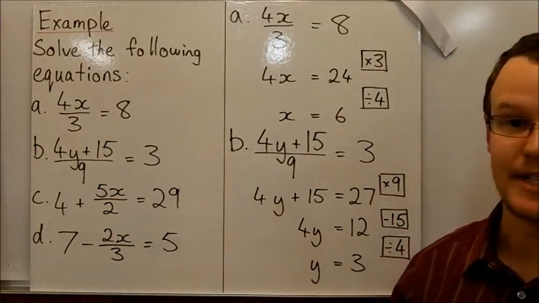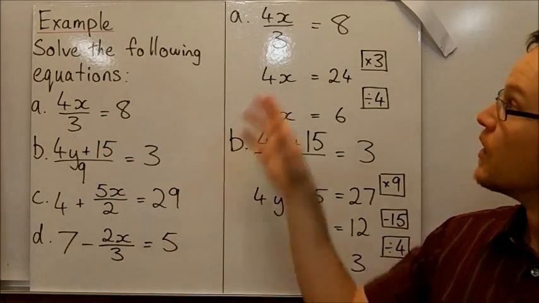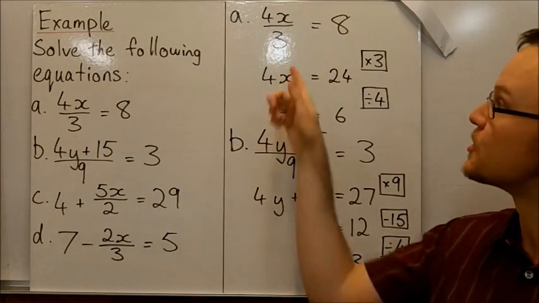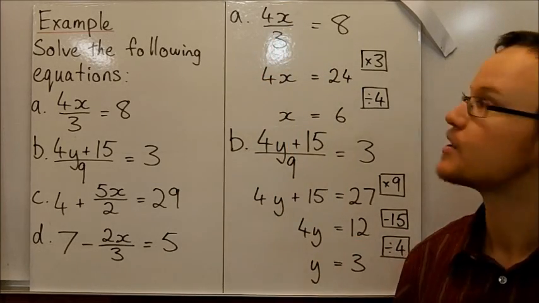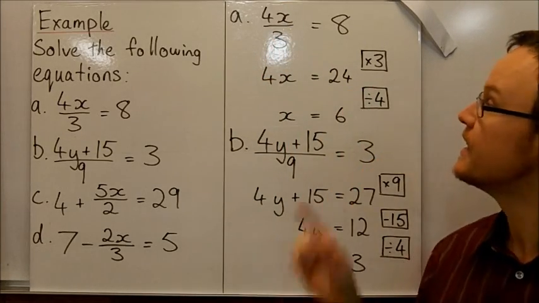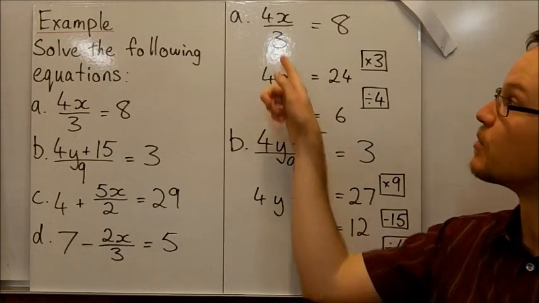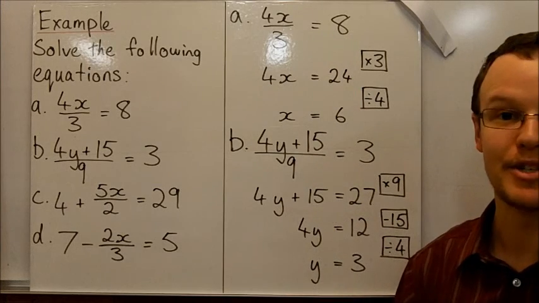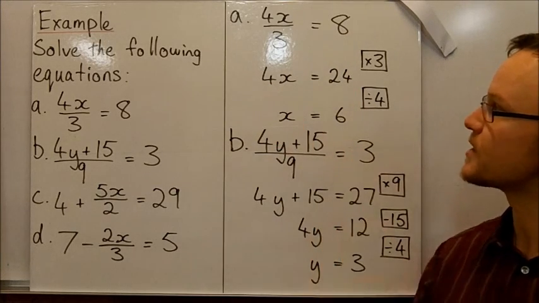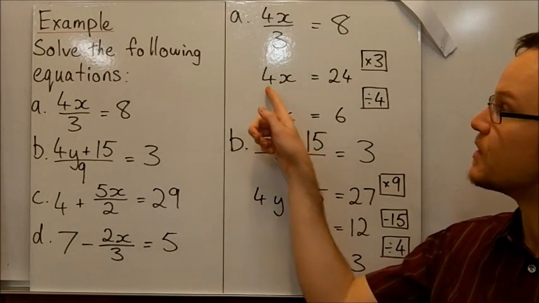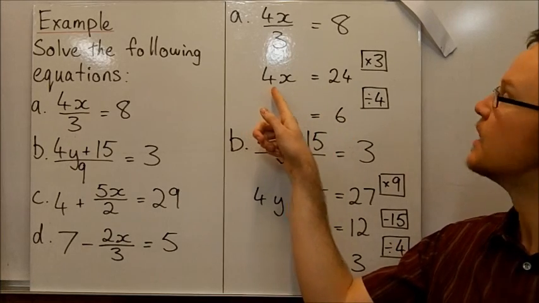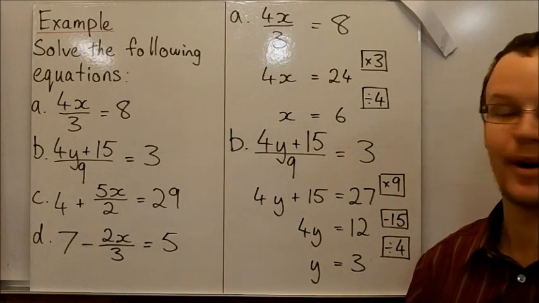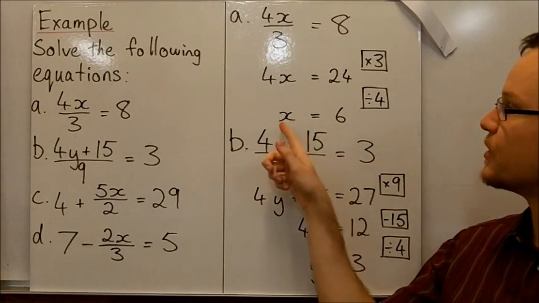So, a couple of examples here. If we look at the first example, 4x over 3 equals 8. The denominator in this case is 3. So if we multiply both sides by 3, then we remove the 3 on this side as the denominator, and we're left with 8 times 3, which is 24 on this side. So we've got 4x equals 24. If we then divide both sides by 4, we will be able to get x, because 4x divided by 4 is x. 24 divided by 4 is 6. So we've got x equals 6.